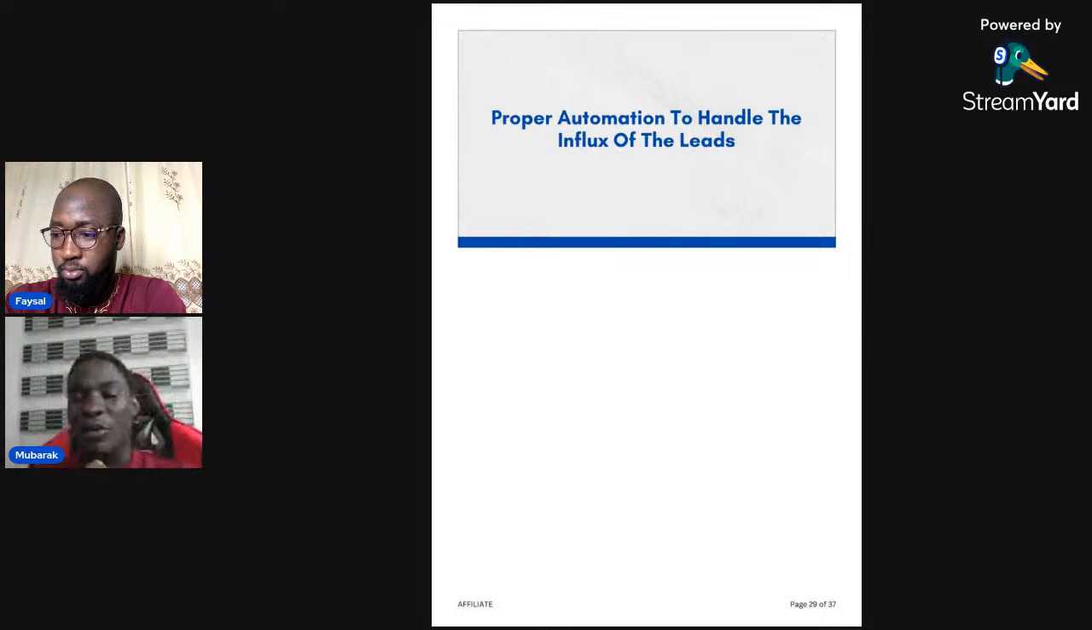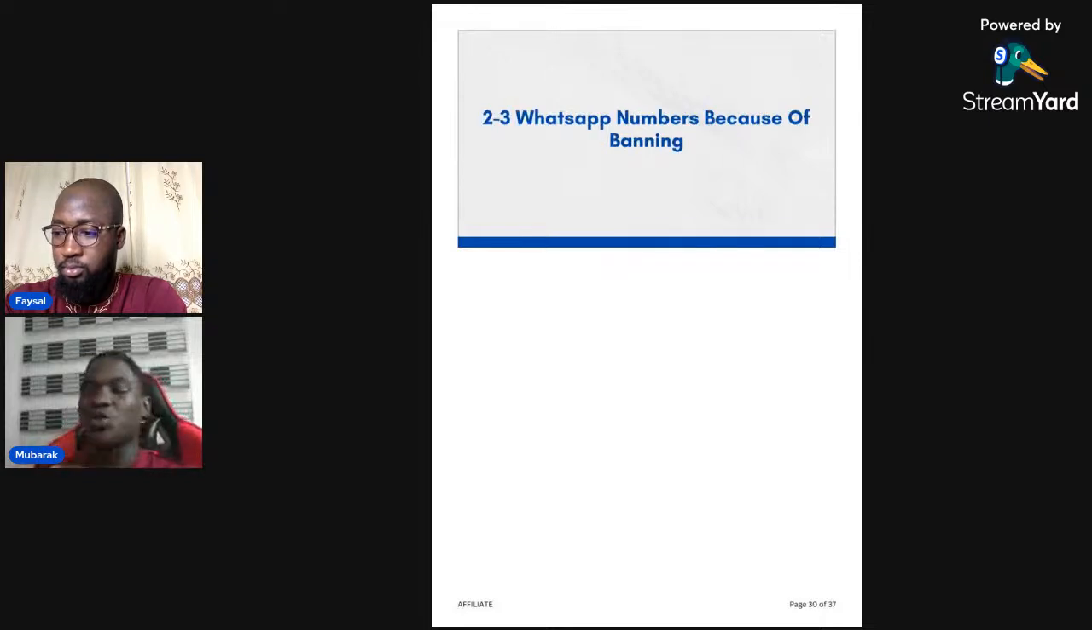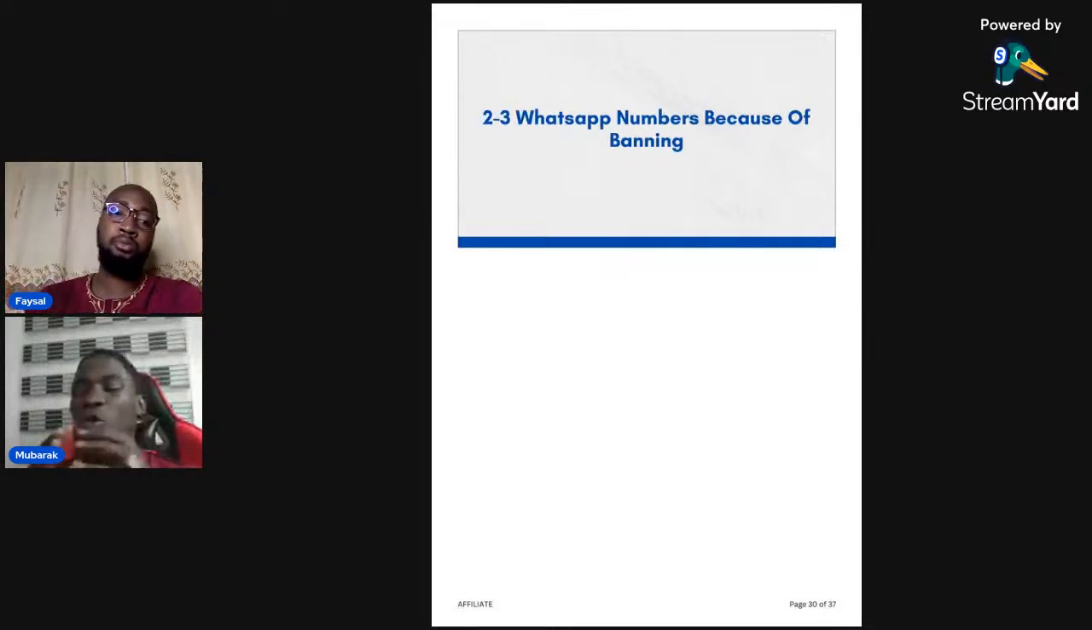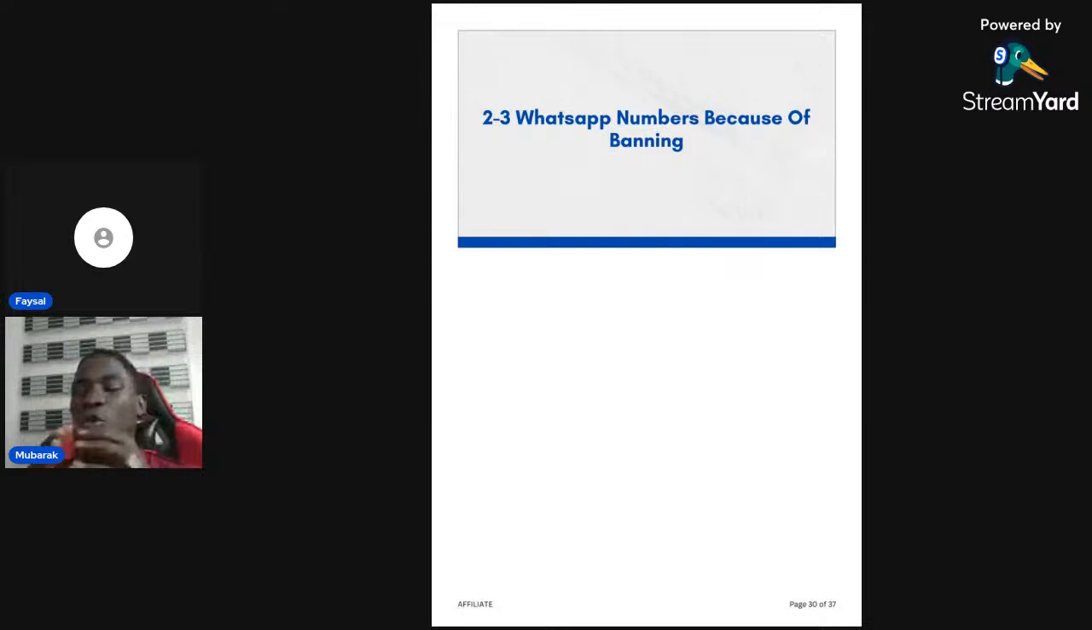And the number 3 thing is, for you to actually win a sales challenge, like a 1,000 sales challenge, you have to have at least 2 to 3 WhatsApp numbers because of banning. When you start to run ads, WhatsApp will ban you. Yeah, they will ban you if you start to run ads. You might be lucky sometimes, but chances are 80% of the time you get banned.